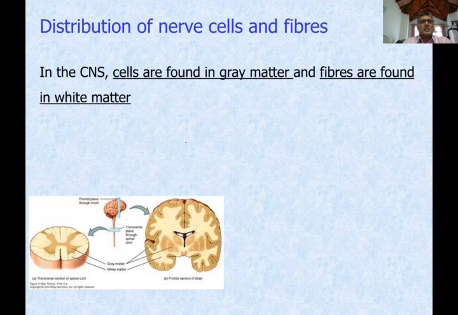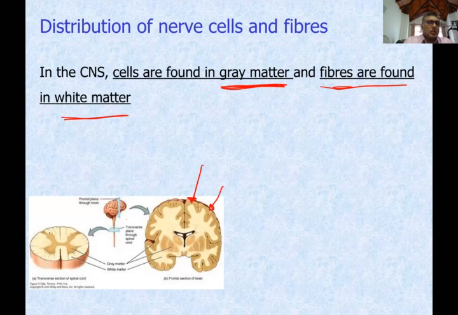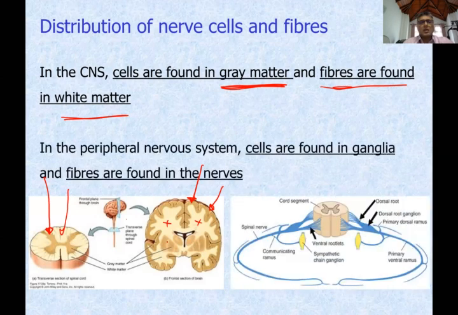Then the distribution of nerve cells and fibers in the central nervous system. Now in the brain, the collection of cells is called gray matter, and the collection of fibers is called white matter. In the brain, the gray matter is outside, in the cortex of the brain, which is this area. And in the spinal cord, gray matter is inside, white matter is outside. Here the white matter is inside. So that is a point that you need to remember.